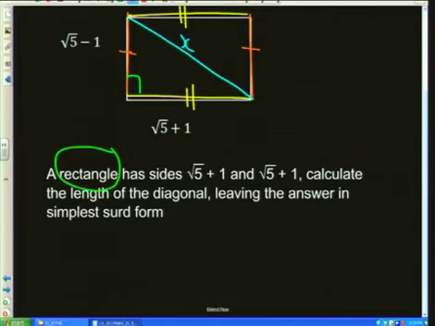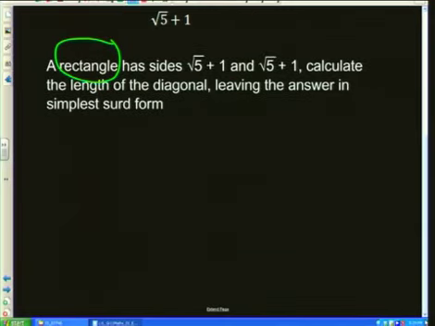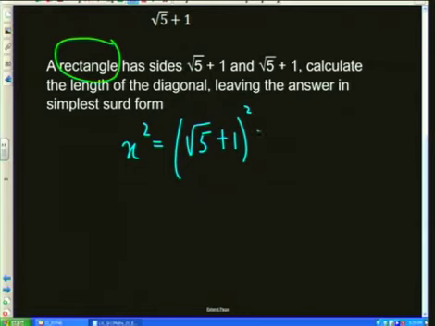Okay, since it's a rectangle, we've put in the properties. We've got a right angle, so this x length is now the hypotenuse of that right angle triangle. So to find x squared, we would now have the one length, which is root 5 plus 1 squared plus root 5 minus 1 squared.